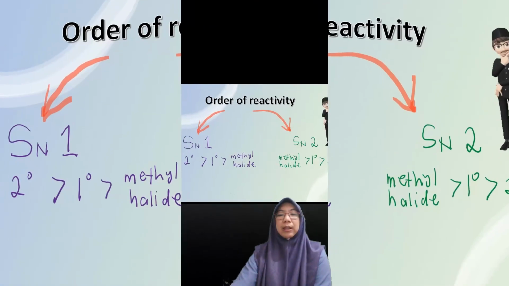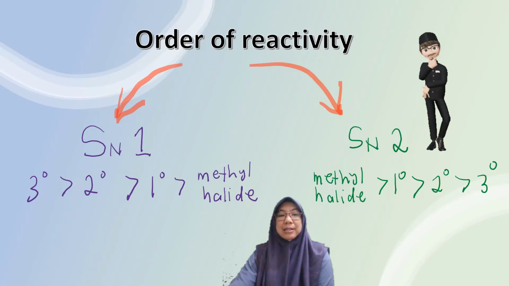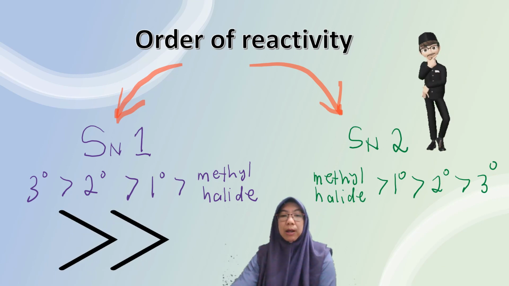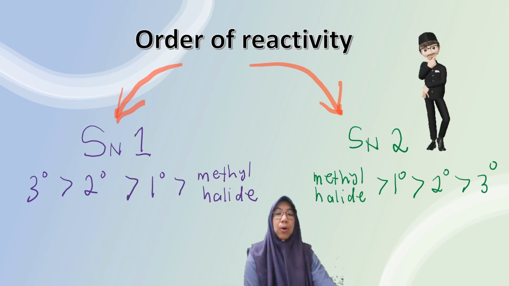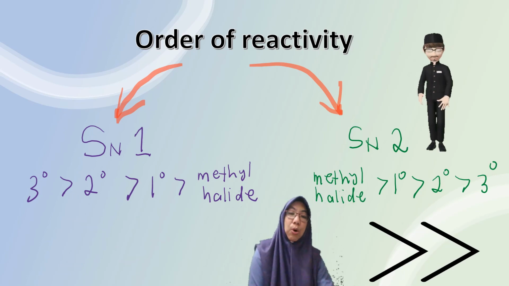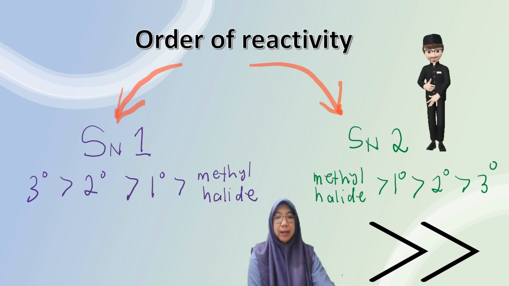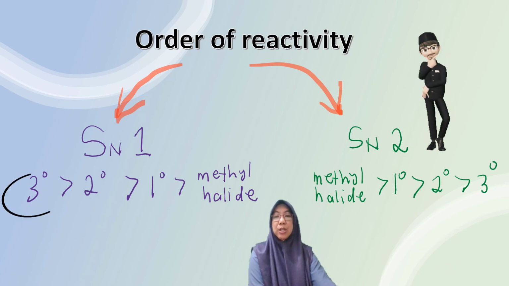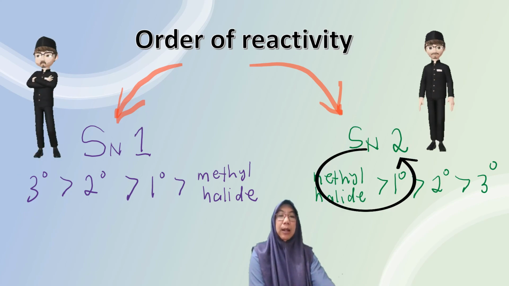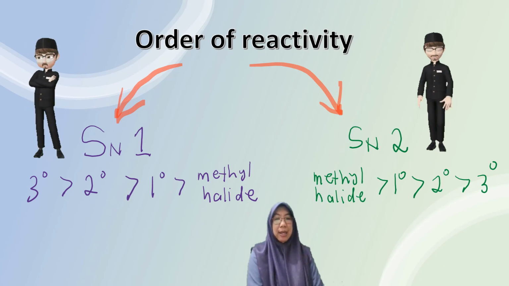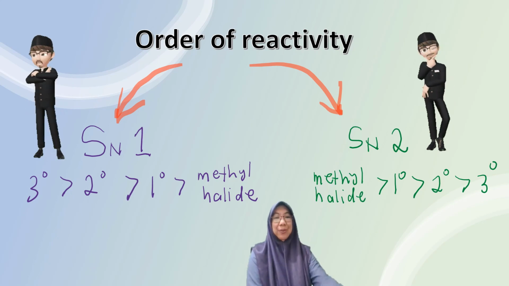This is the order of reactivity. For SN1, the highest reactivity is for tertiary haloalkane, followed by secondary, then primary haloalkane, and then methyl halide. For SN2, the highest reactivity is for methyl halide, followed by primary, secondary, and tertiary halide. So the higher tendency for SN1 is the tertiary haloalkane, while for SN2 it is the methyl halide or primary haloalkane. I hope you can understand SN1 and SN2. Thank you.